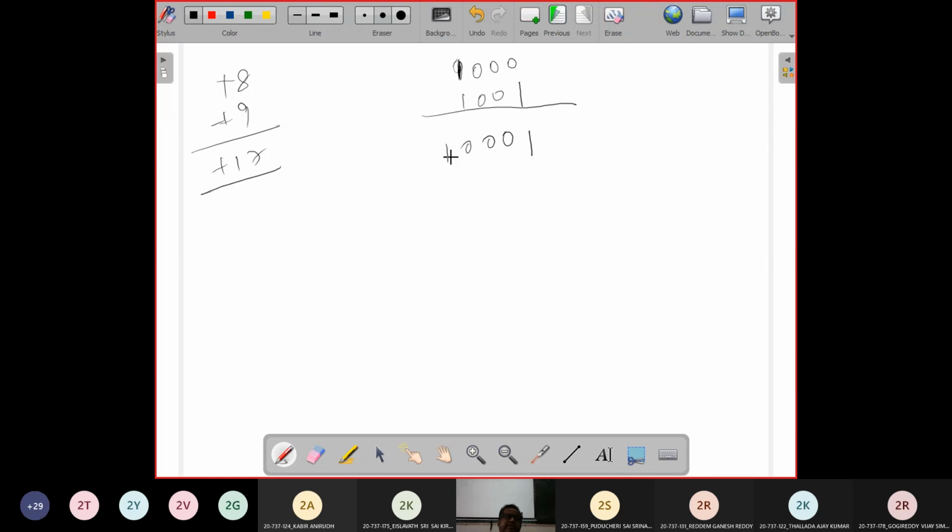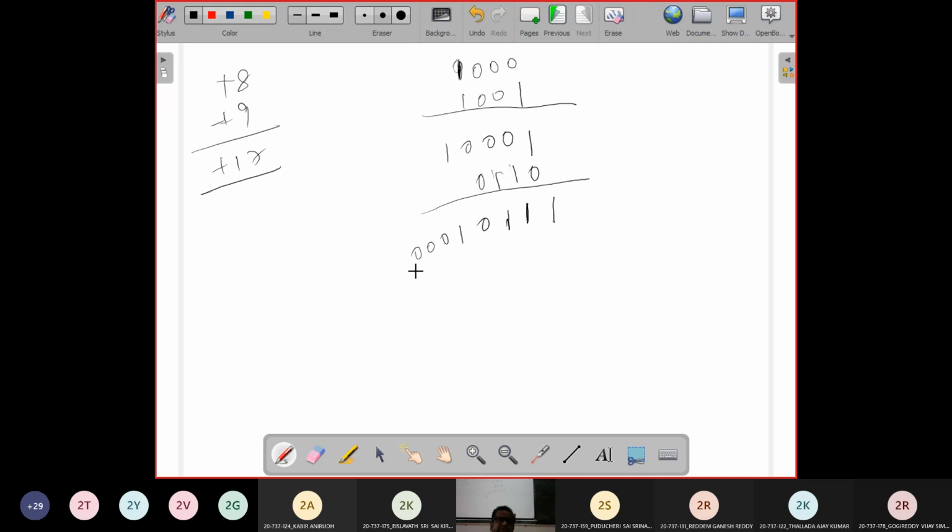So is this 17 here? Is it in BCD form? No, sir. So what do you do here? As the result is more than 1010 in binary, just add 6 to it in binary. 0 1 1 1 0, plus 0 1 1 0. So now check the answer.